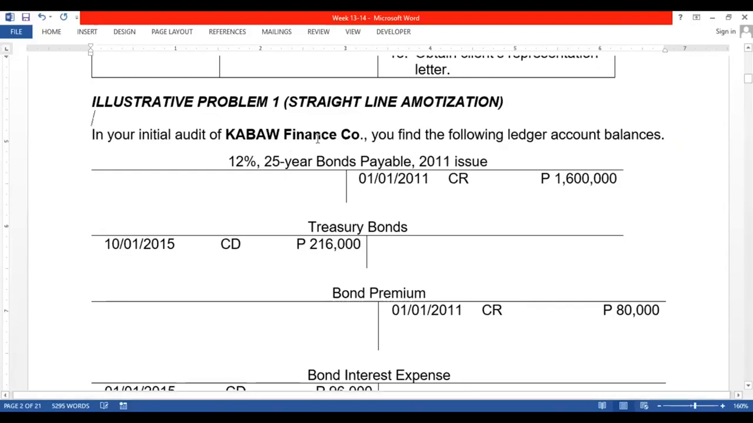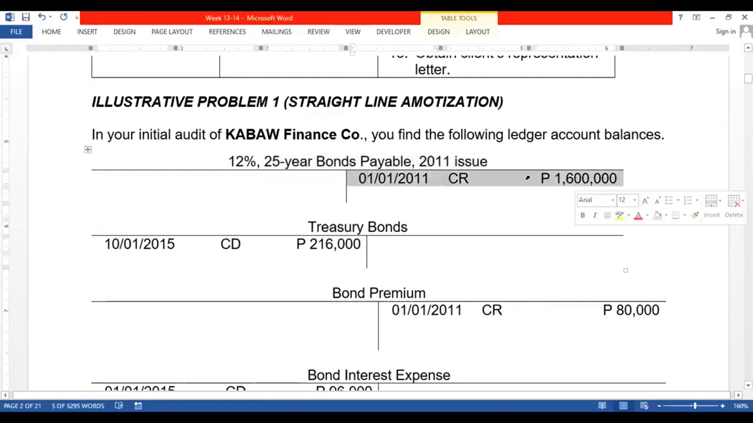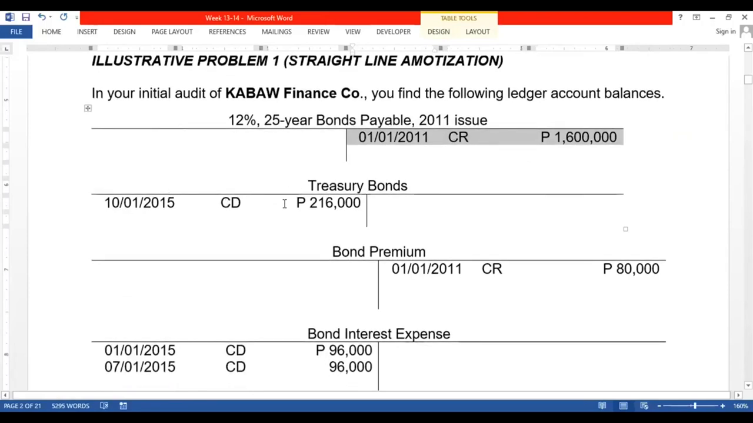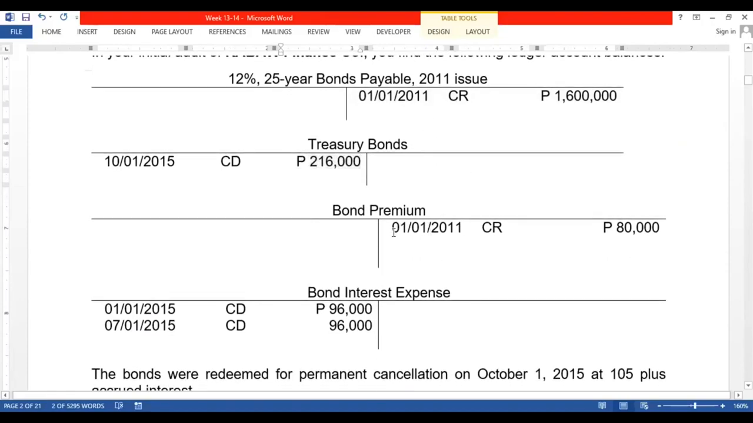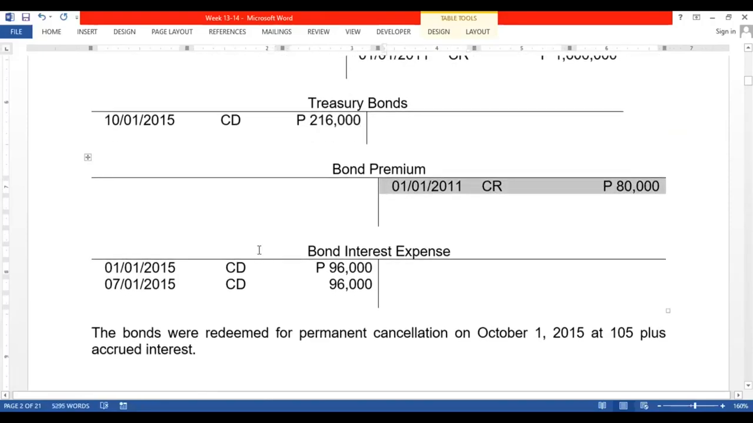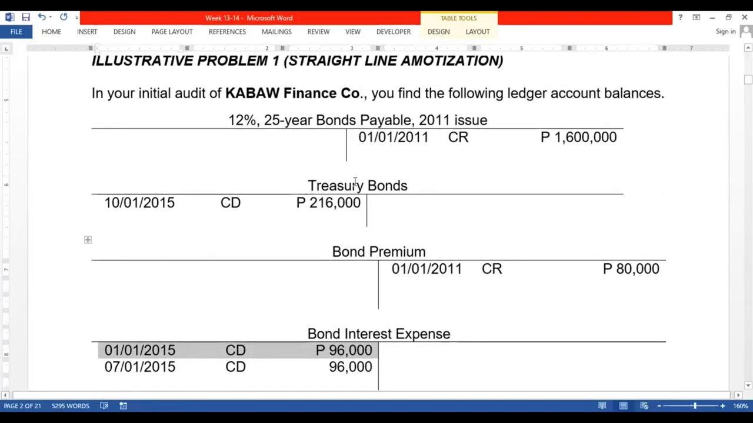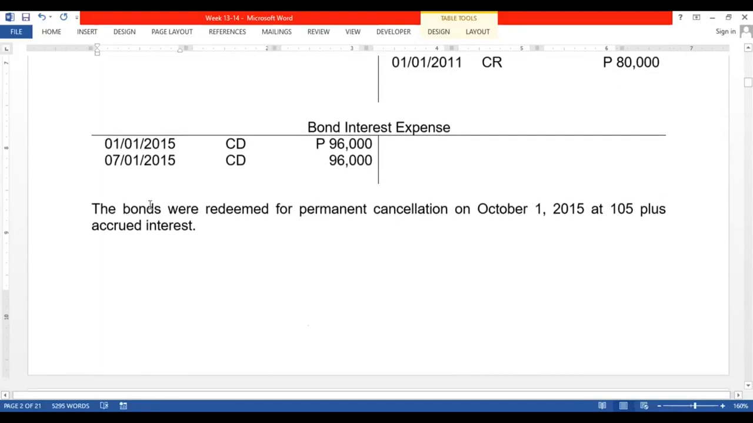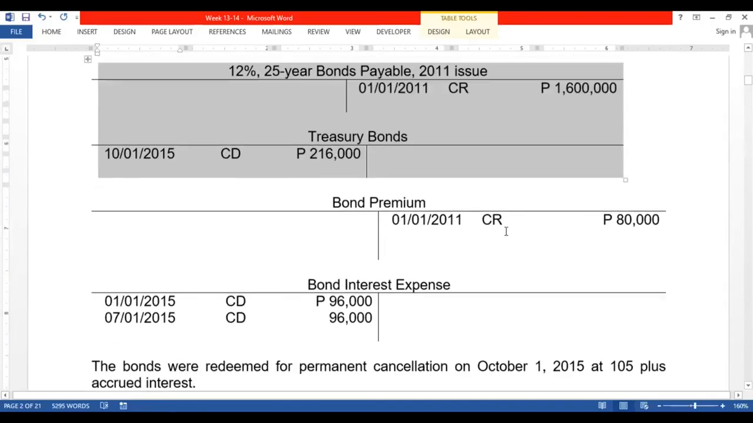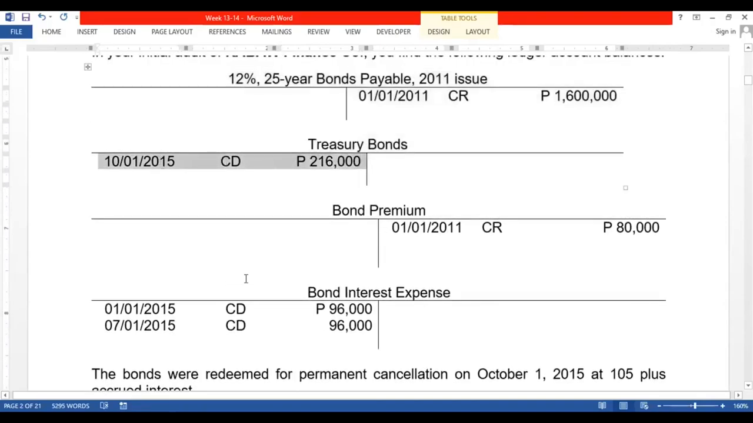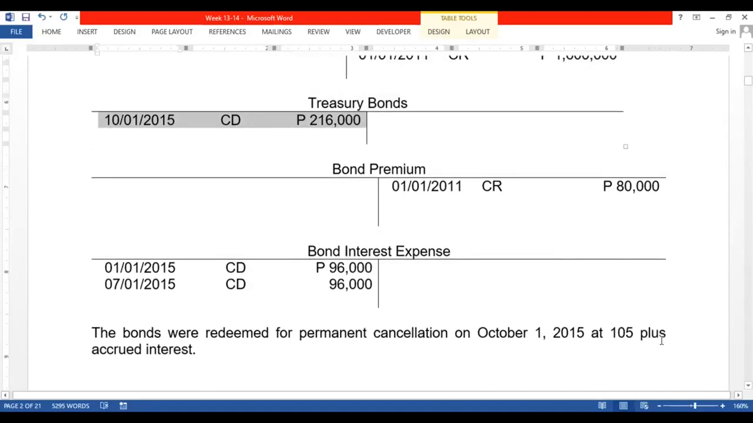As you can see here, you have Cabo Finance Company. You find the following ledger and account balances: 25 bonds payable issued at face amount, and treasury bonds of 216, debited, so they were repurchased. Bond premium of 50,000. Bond interest uses the straight-line method of amortization, with bond interest expense at 12%. The bonds were redeemed for permanent cancellation on October 1, 2015, which is why there are treasury bonds. The price is 105, or 1.05, right?